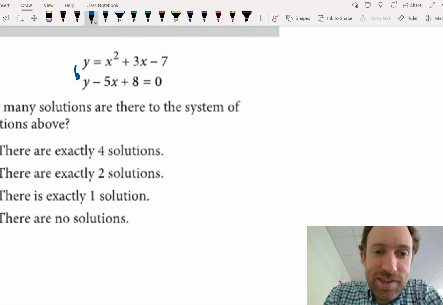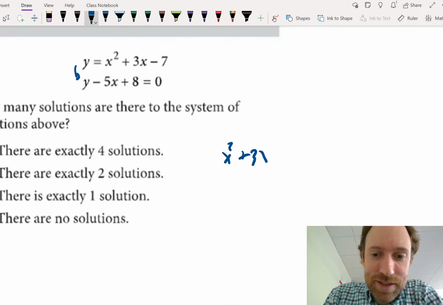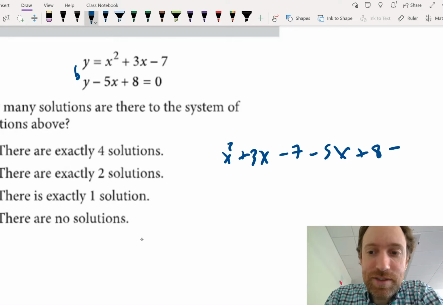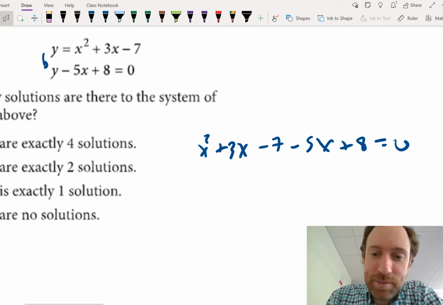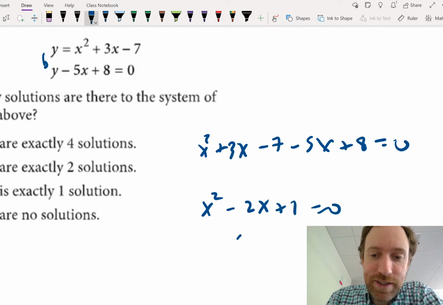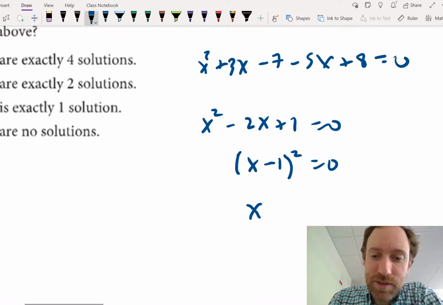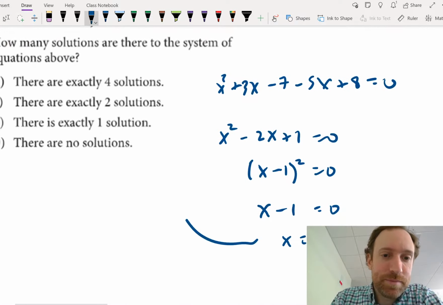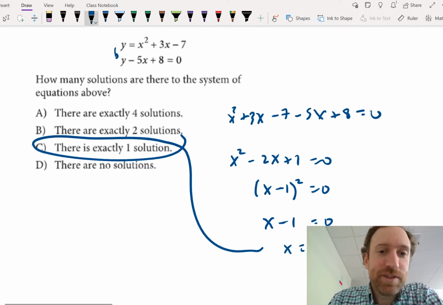Doing the substitution, I get x squared plus 3x minus 7 minus 5x plus 8 equals 0. Let's combine like terms. X squared minus 2x plus 1 equals 0, and this is a perfect square, which means there's going to be one solution, because when you do the square root of 0, you get 0, and you get x equals 1 as one solution. Bam. There is exactly one solution.